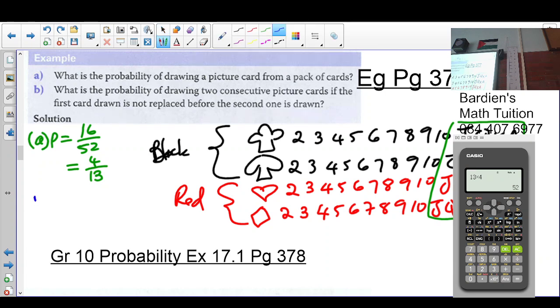Okay, let's say, oops, that's not B. This is our own sum now. Let's say, what is the probability of drawing 2 consecutive picture cards if the first card drawn is replaced? So I'm going to say, in this example, it is replaced.